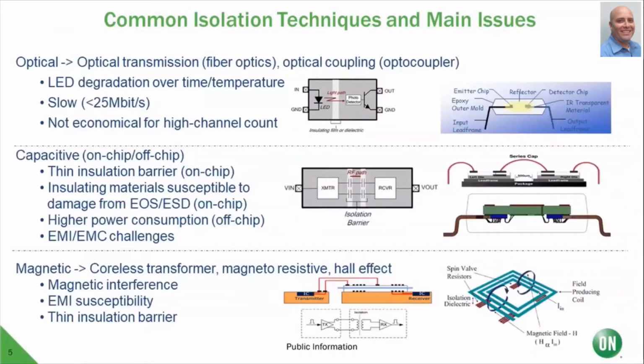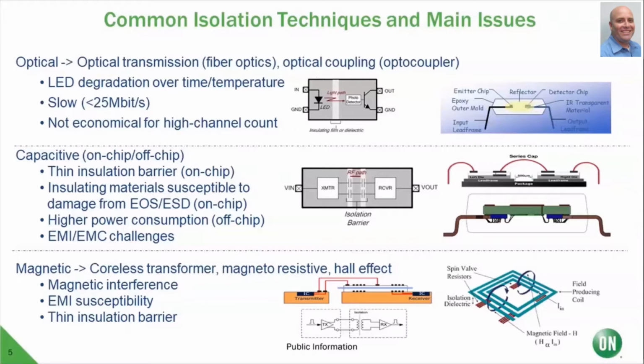So the different techniques to create the isolation are optical, capacitive, and magnetic. Optical uses an LED emitter and detector across a physical gap. This has been around, as I mentioned before, for over 50 years. However, some of the limitations are that the LEDs degrade over time and performance changes quite a bit over temperature. Also, the speeds are limited in optocouplers, peaking at about 25 megabits.